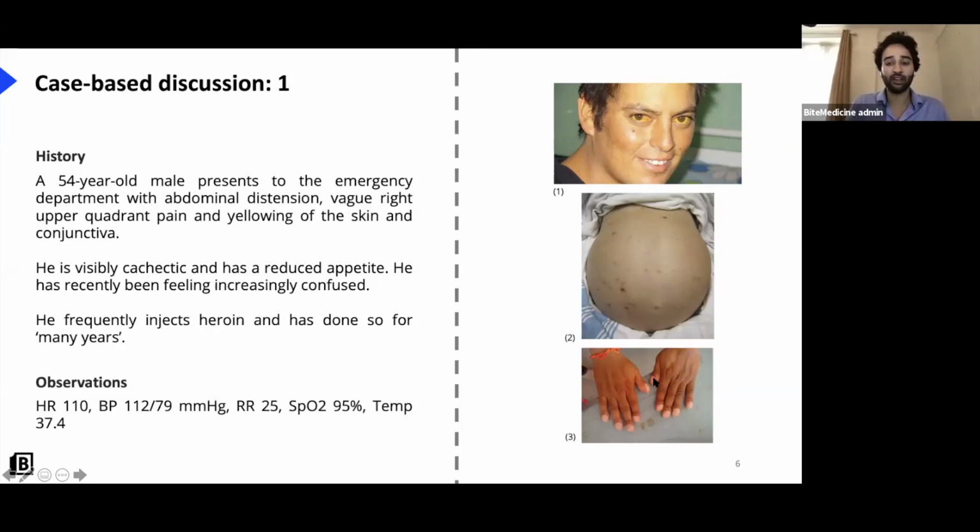And what is this right at the bottom? Really straightforward question. What's this image over here? Clubbing, exactly. So you've got a chap who is jaundiced with yellowing of his conjunctiva and abdominal distension with clubbing. So we'll start off with our first question.